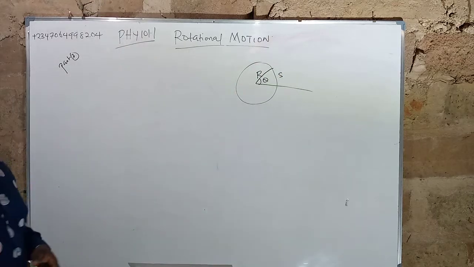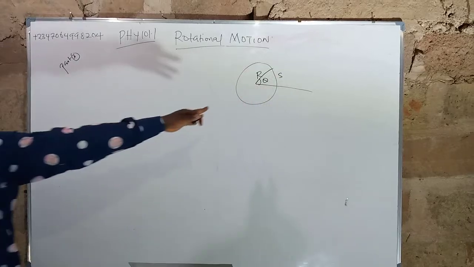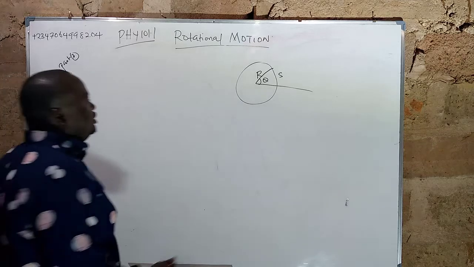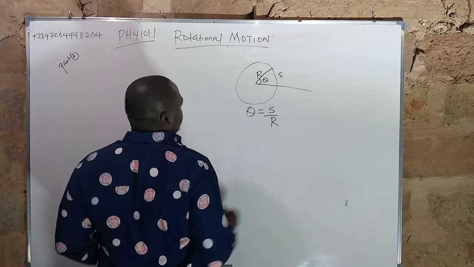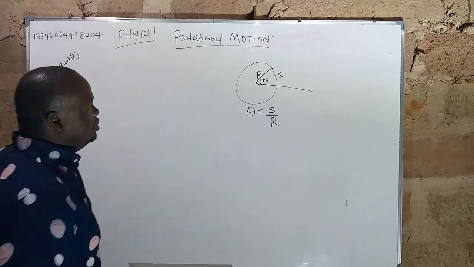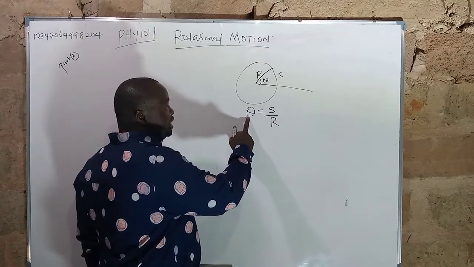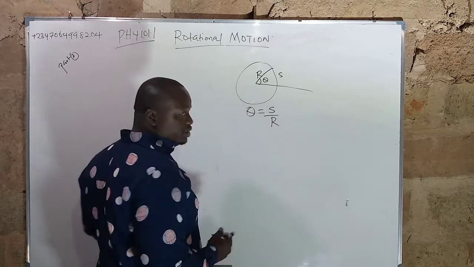And I said what we want to do here is prove a formula that we'll be using throughout the course of this topic. This is something I just wrote on the board, that theta is equal to S all over R. Remember, this theta is the angular distance. This S is the linear distance. This is the radius. You see now?